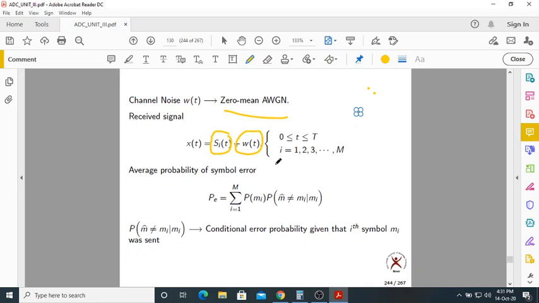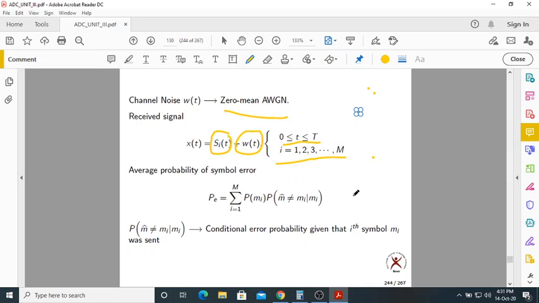So you must write these things each and every time, because Si of t is strictly defined from 0 to T only. It is not defined over the entire time duration. Si of t is defined only for 0 to T. W of t is the channel noise, AWGN channel noise.